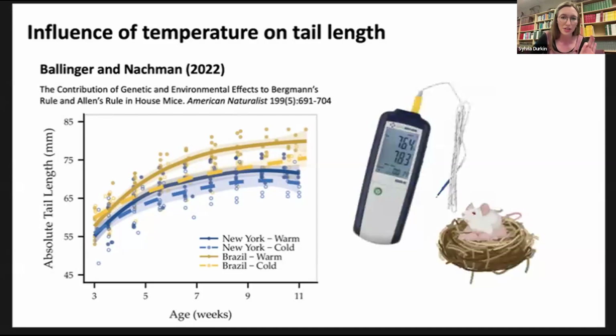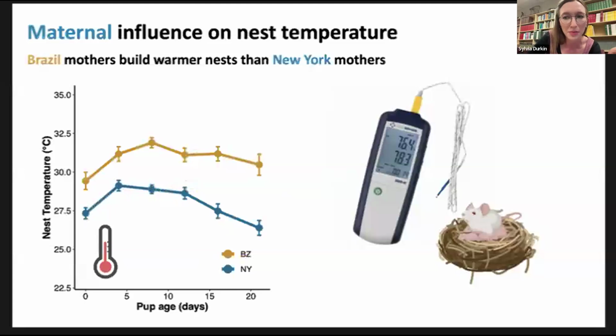So, to test the potential influence of temperature on tail growth in the maternal context, I started measuring the temperatures of New York and Brazil nests throughout the nursing period. So here are the results of those measurements with age of the pups on the x-axis and then our temperature on the y. And what you can see is that nests that are built by a Brazil mother are much higher temperatures throughout nursing, which aligns with that hypothesis I just laid out.